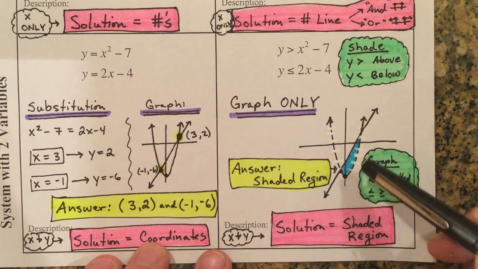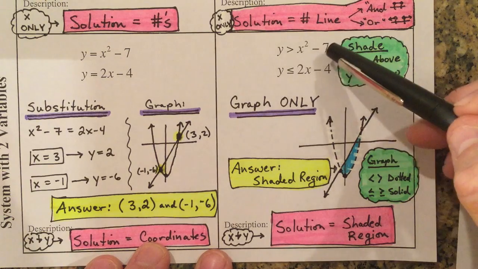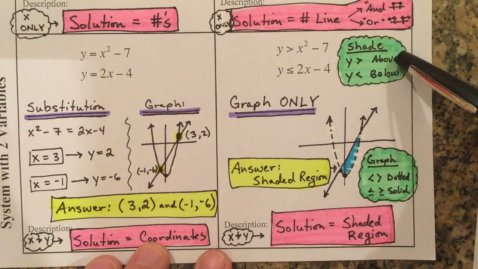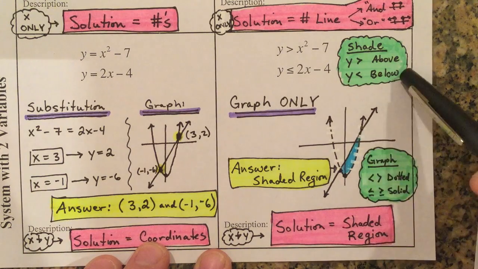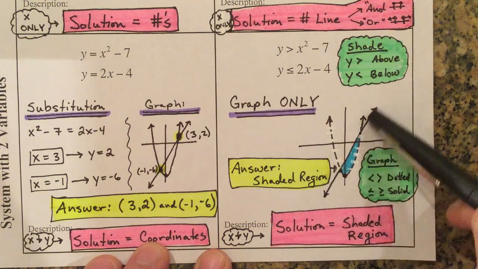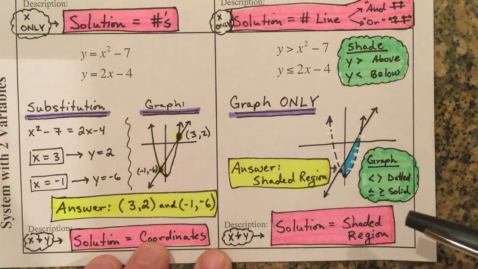Some things to consider are how that shaded region is made. When you have a y greater than, like you see in the parabola here, you're going to shade above the graph. Here you have a y less than or equal to, so you're going to shade below the graph. So we're going below the line and above the parabola. That overlapping shaded region is the shaded blue area that you see right here.